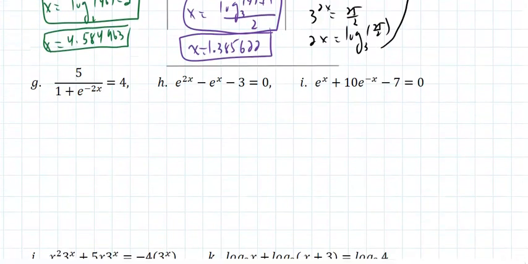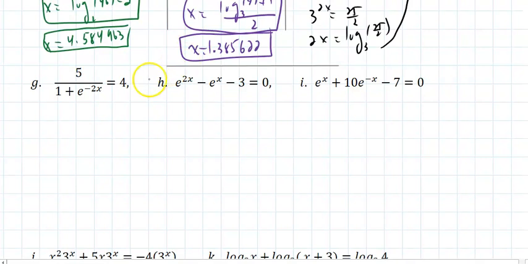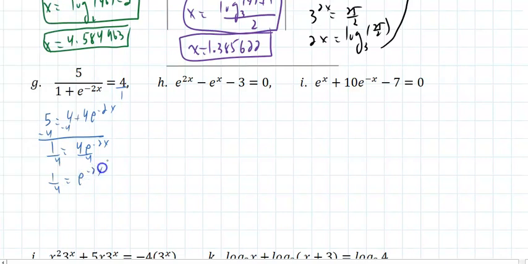And here, this problem, this is called a logistic equation. You don't need to know the name. Here I cross multiply. Isolate the exponential by itself, so subtract 4 from both sides. Divide by 4 both sides. Transform to log. And divide by a negative 2. That is the exact answer.